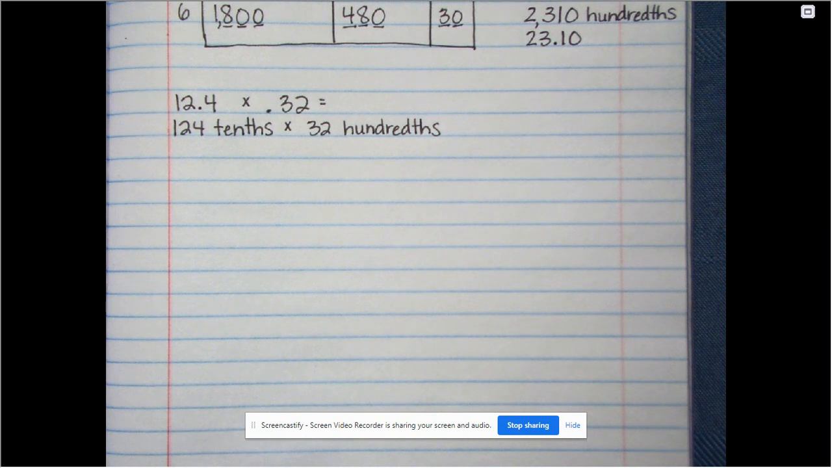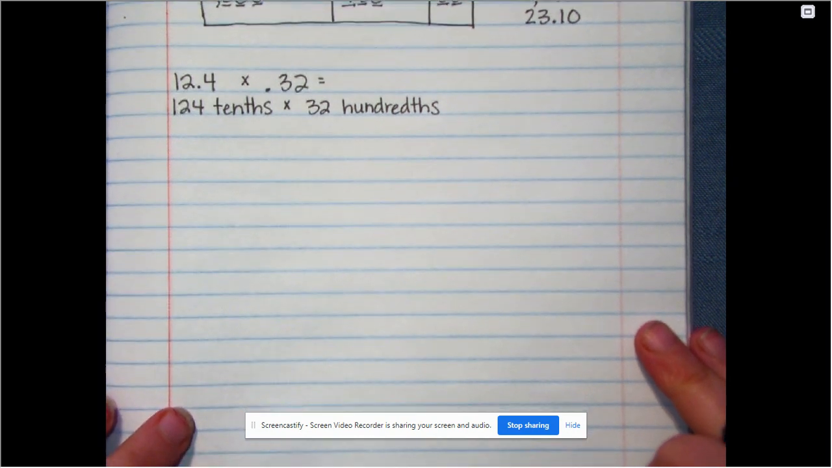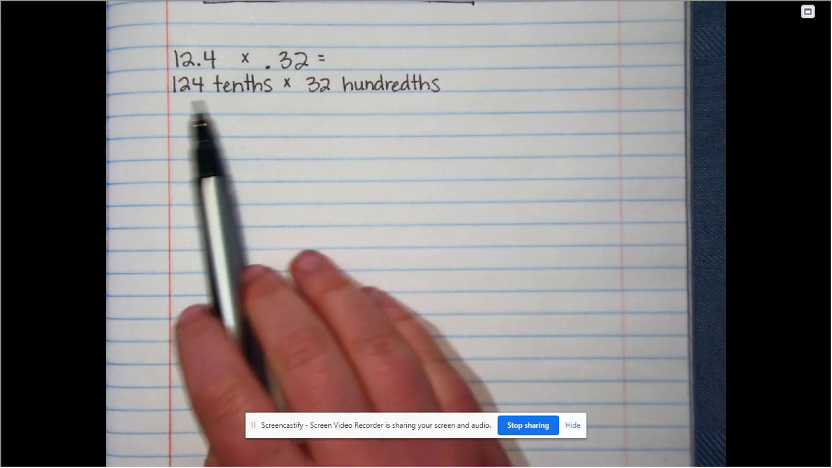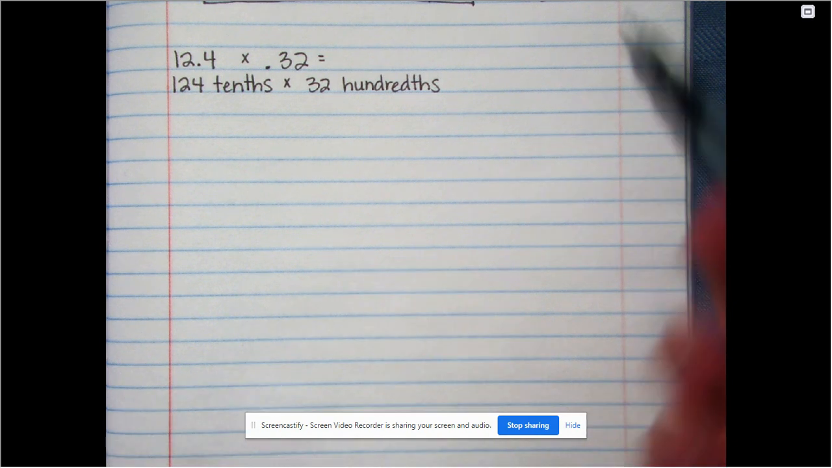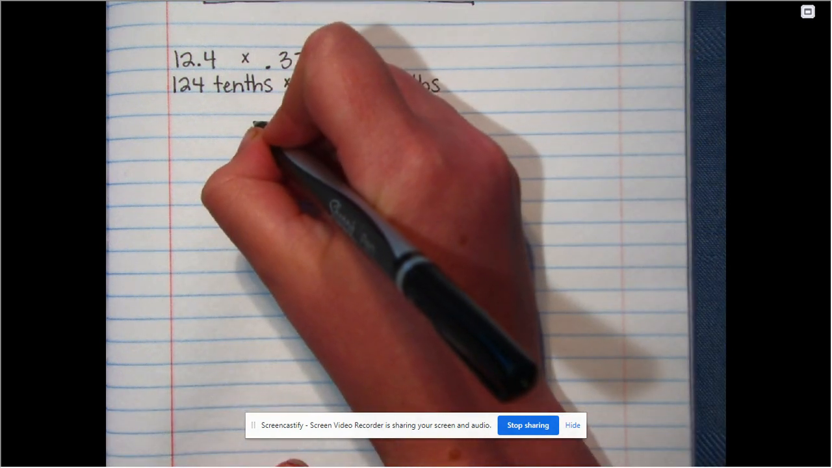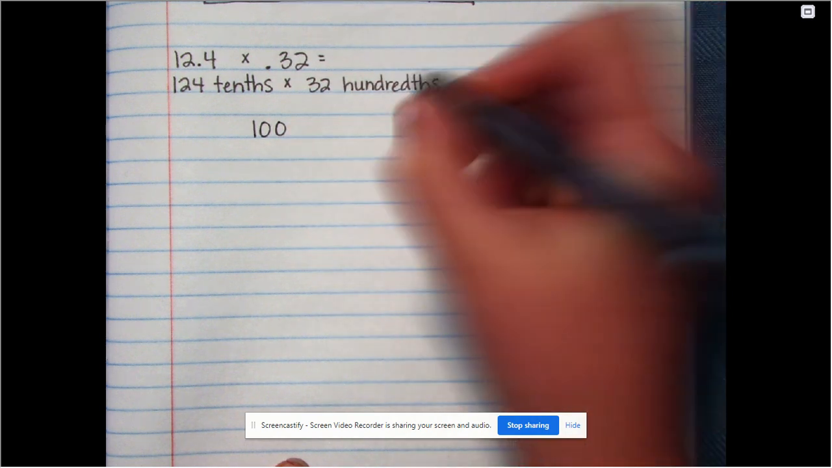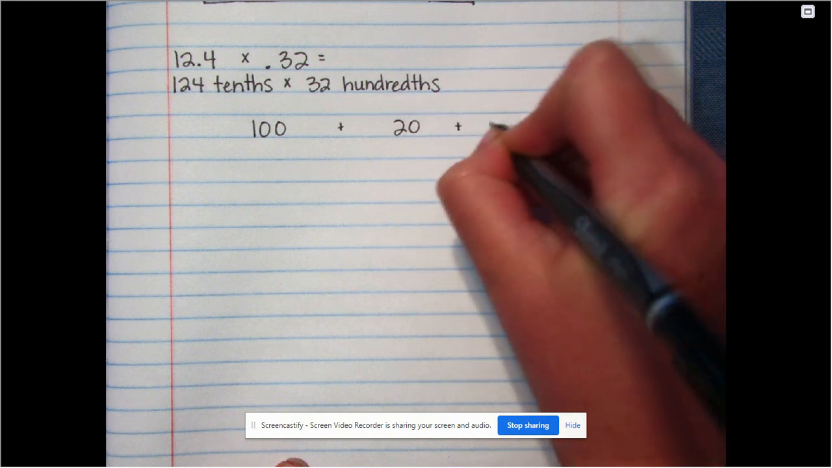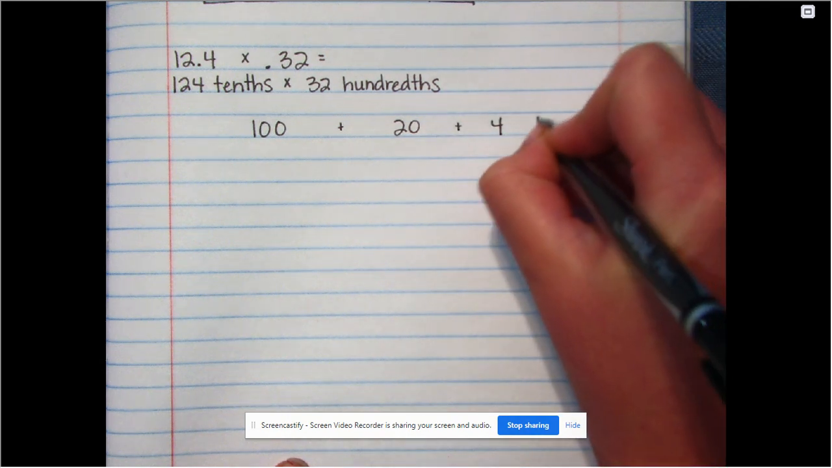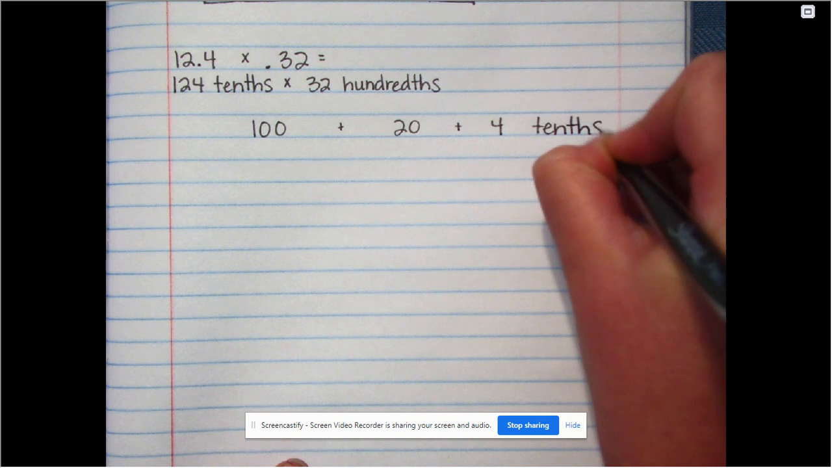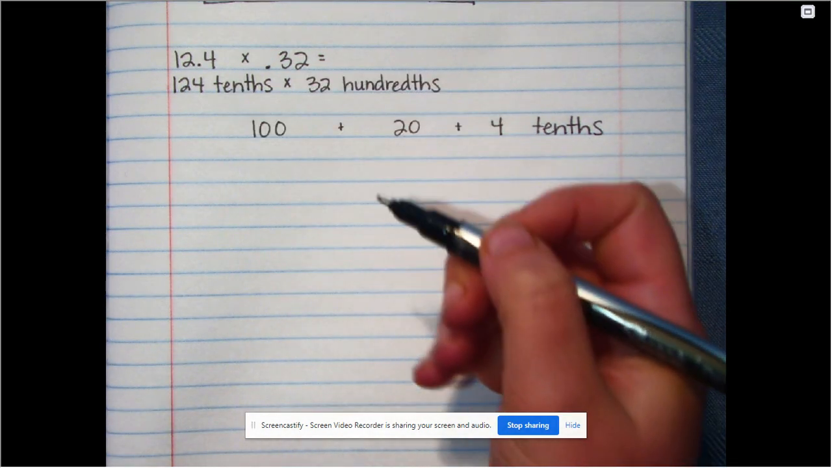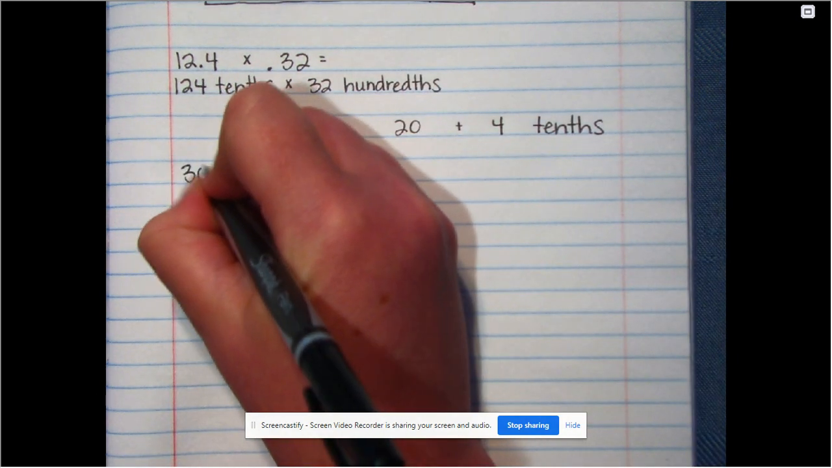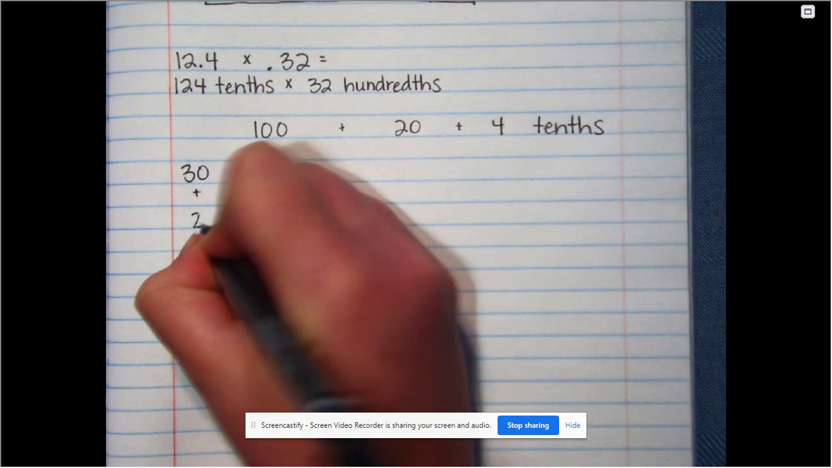So I'm going to multiply these 2 numbers together, and I'm going to make sure that I remember to write down the place values that I'm working with. So on the top, I'm going to show 124 tenths. So I'm going to show 100 plus 20 plus 4 tenths. And then along the side, I'm going to show 32 hundredths. So we're going to show 30 plus 2.